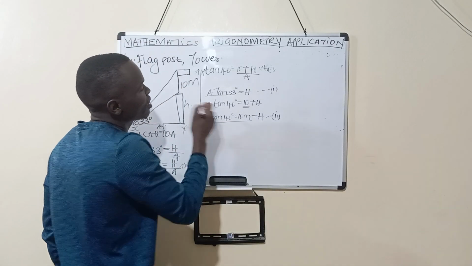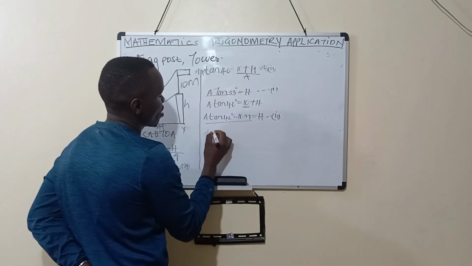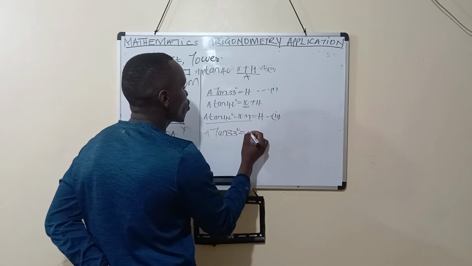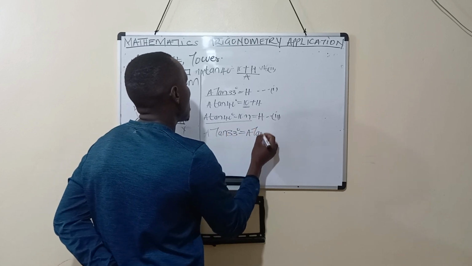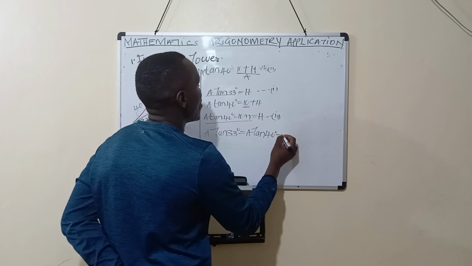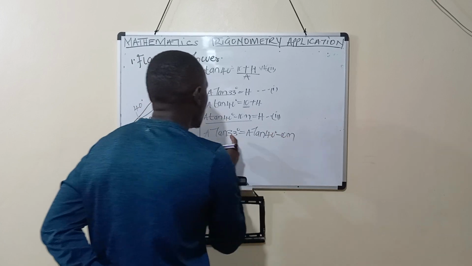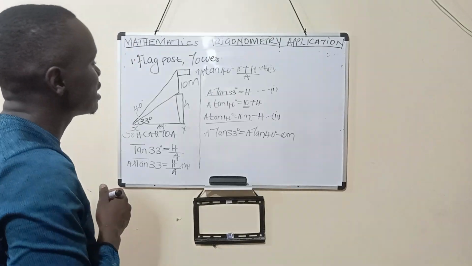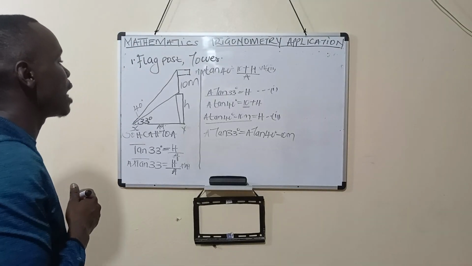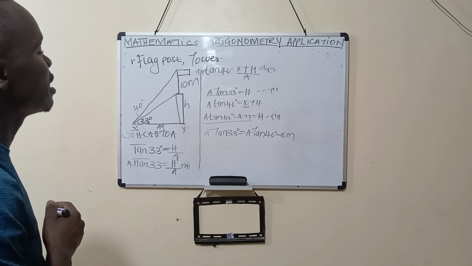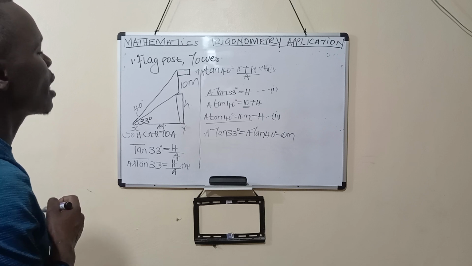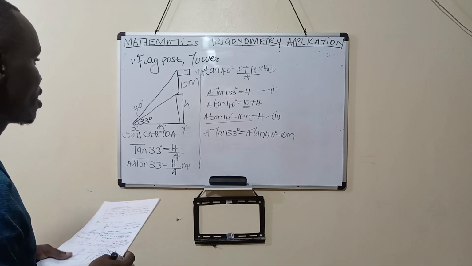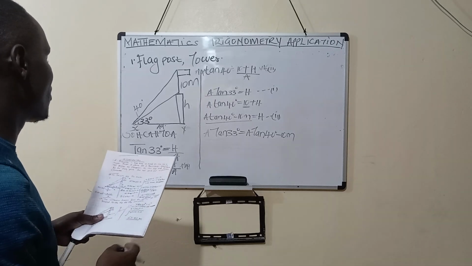So our interest here, in this case, is that A tan 33 degrees should be equal to A tan 40 degrees minus 10 meters. A tan 33 degrees should be equal to A tan 40 degrees minus 10, and they should give us the same value.